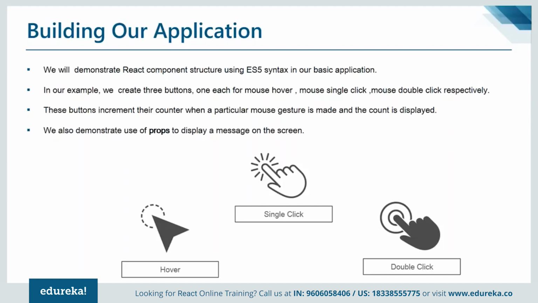We will have another button, which is the double click button, which will increase the counter on double click of the mouse. And we will have finally the third button, a hover button, which will just increment the counter by hovering of the mouse. So these buttons will increment their counter when a particular mouse gesture or event is made, and then the count will be displayed in the output screen.